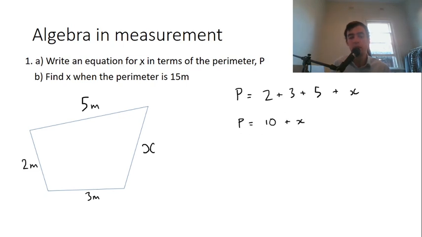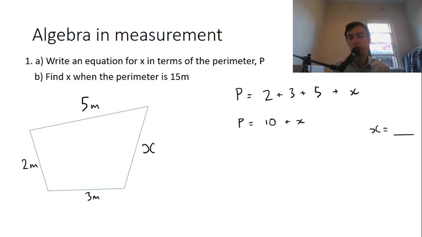Okay, now, is this what the question is asking? Not quite, because this says write an equation for x. That means x needs to be on its own on the left-hand side. We need to write x equals, and on the right-hand side is something to do with P, because it says in terms of the perimeter P. What that means is that P's on the right-hand side somewhere. All right, so that's not what we've got. We need to rearrange this equation and get x on its own first of all.